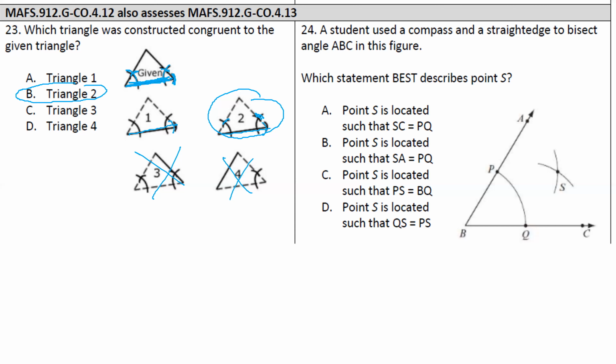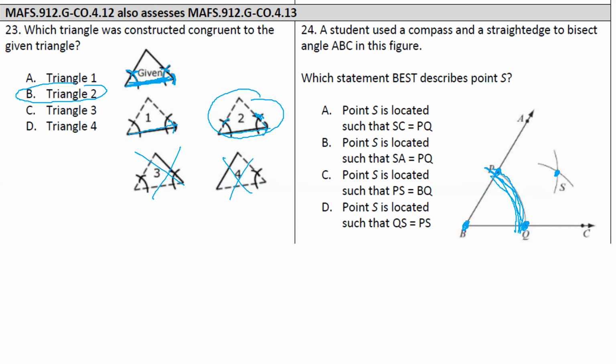On 24, they're making an angle bisector. So they're constructing an angle bisector. Which statement describes point S? So when we do this problem with a compass, we have that point, that vertex of the angle. We swung this arc, right? That's the first thing we did. So now we have these 2 points.